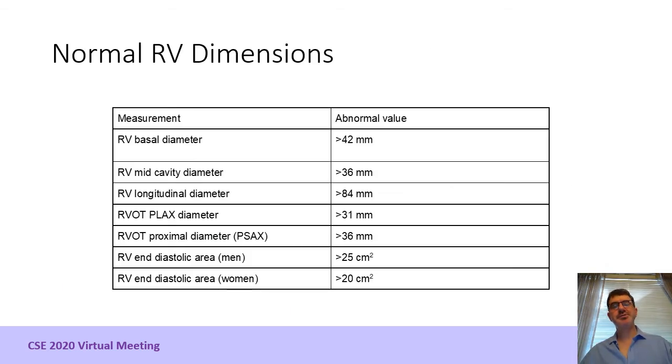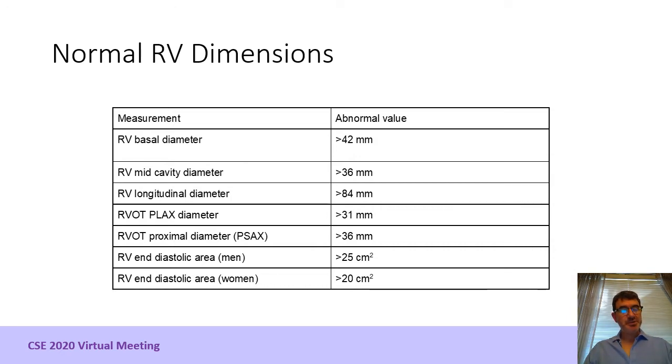This table shows the reference values representing 95% confidence intervals for the different dimensions that we can measure. The most commonly used measurement, as mentioned above, was the RV basal diameter, where anything greater than 42 millimeters is considered abnormal. Please note that these are values unindexed to either BSA or to gender.